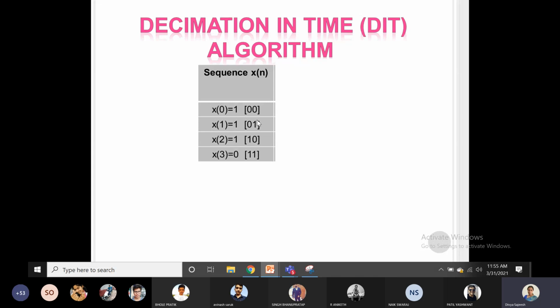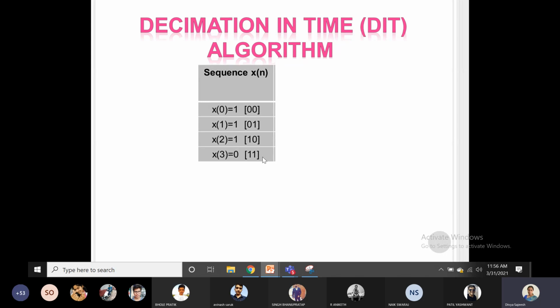So first I wrote the elements x of 0, x of 1, x of 2, x of 3. This is your element x of n. I made it a 4-element sequence by appending zeros at the end. Otherwise it was only 1, 1, 1, but I added a 0 at the end to make it a 4-point sequence. So the sequence elements are x of 0 is 1, x of 1 is 1, x of 2 is 1, and x of 3 is 0. The positions of those are 00, 01, 10, and 11.